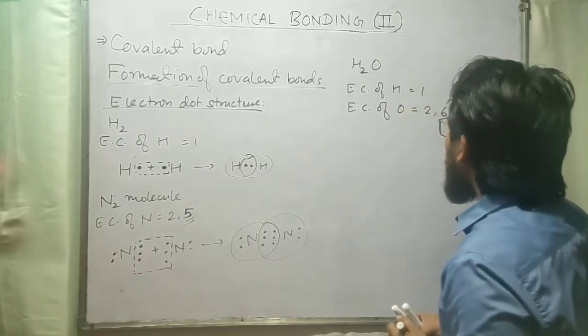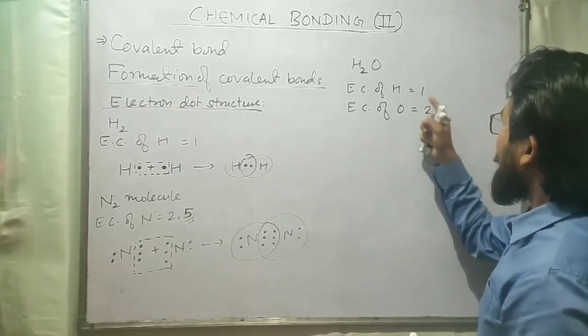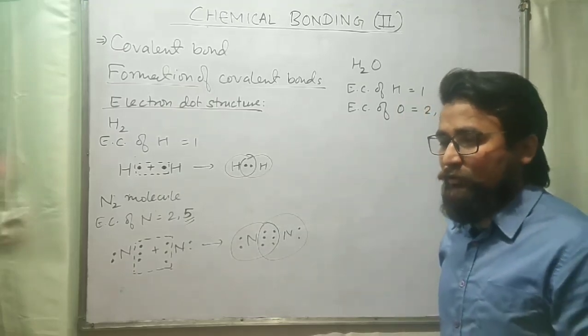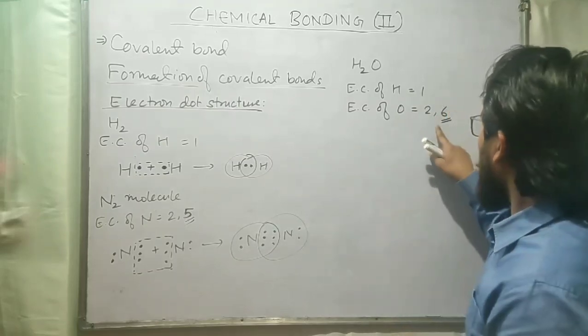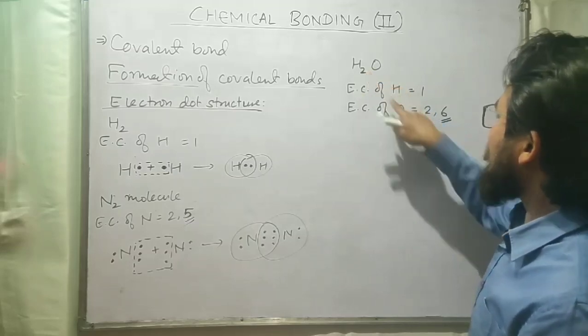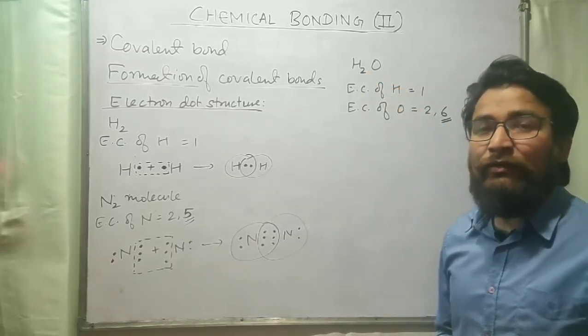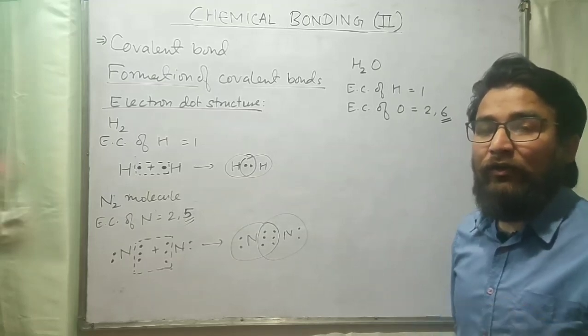Since oxygen requires 2 more electrons, but hydrogen requires only 1 electron, what will we do? Two atoms of hydrogen will combine with oxygen, so that each hydrogen atom can share one electron with the oxygen.